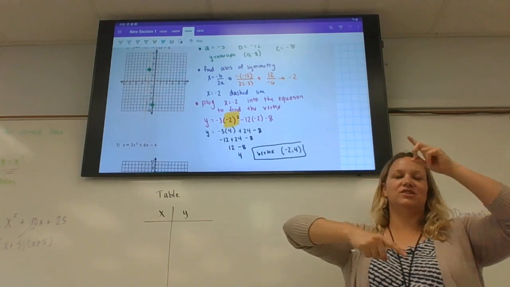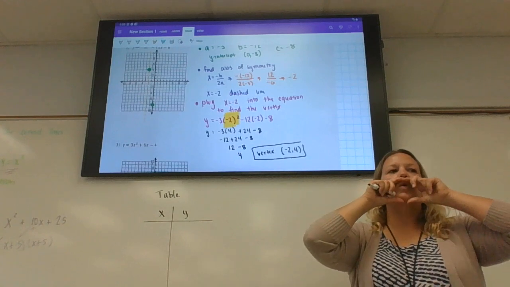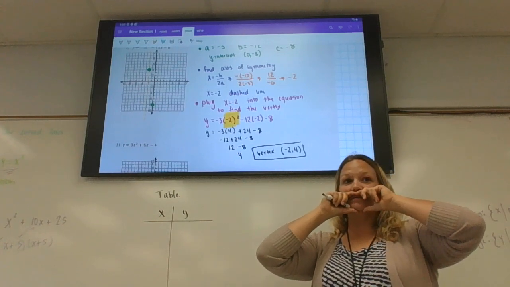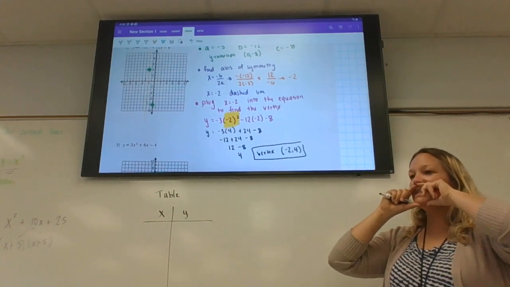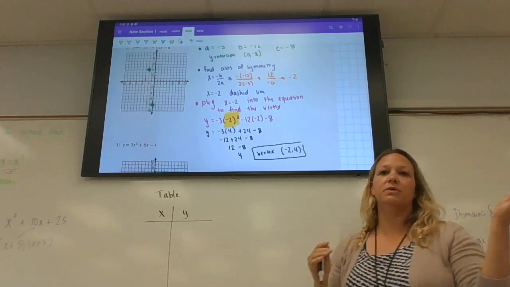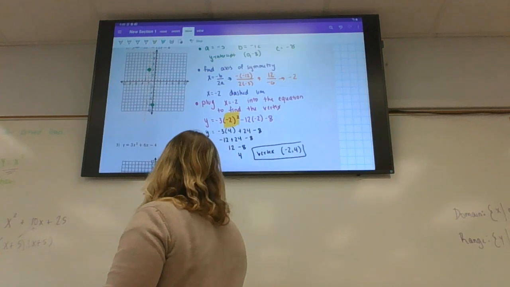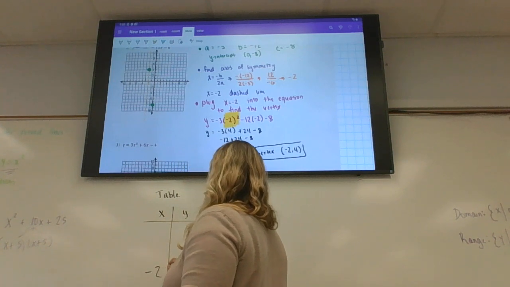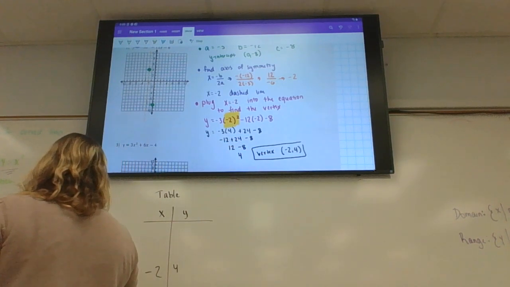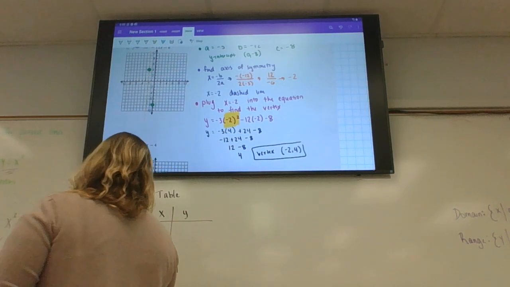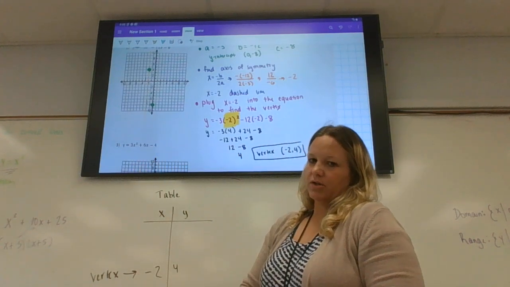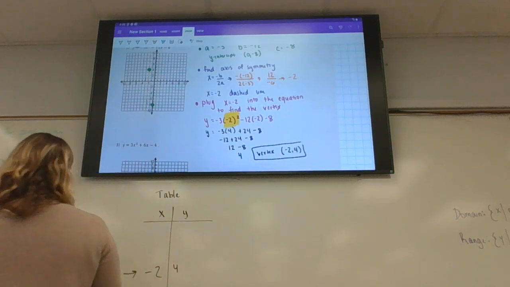You got it. You just need to flip it. What should be in the center of the table? The vertex is in the center because it's the center of the graph. So put it in the center of your table. So I'm going to put -2, 4. I already know that point. I did all the math for it. The vertex goes in the middle, and you need 2 points to the left and 2 points to the right.